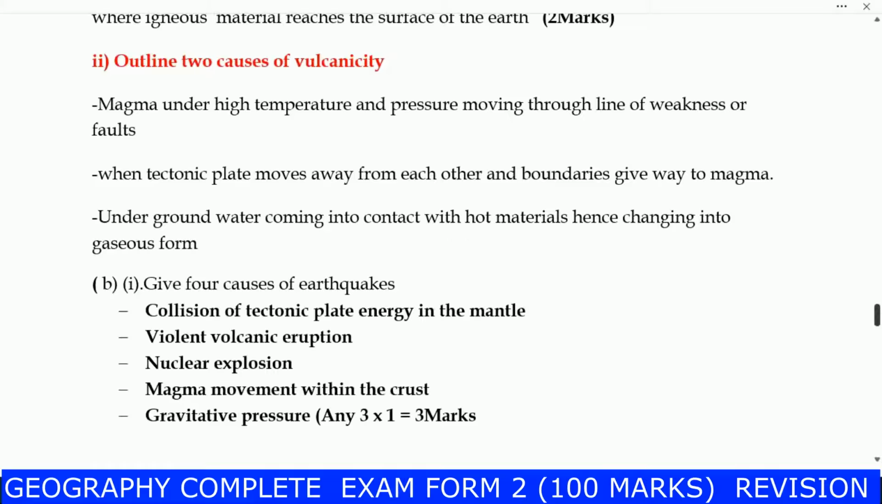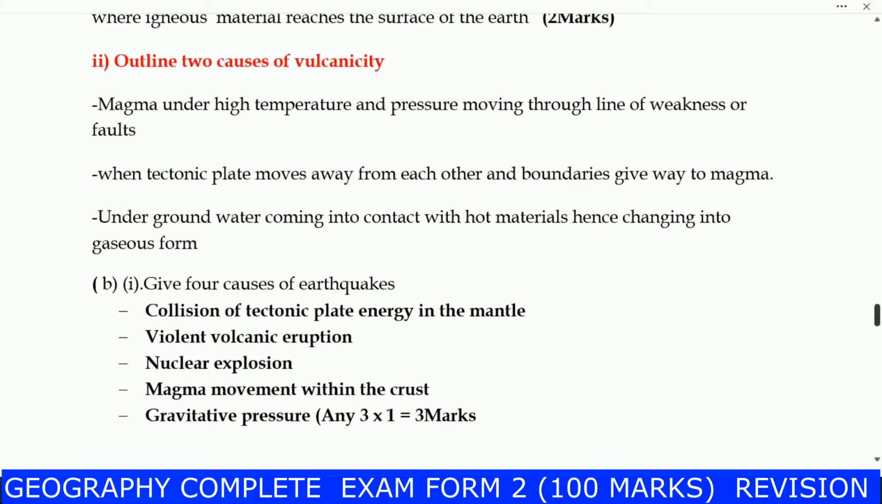What are the causes of that? Magma under high temperature and pressure moving through a line of weakness of faults. Next, when tectonic plates move away from each other and boundaries give way to magma. Next, underground water coming into contact with the hot materials and changing into gaseous form.